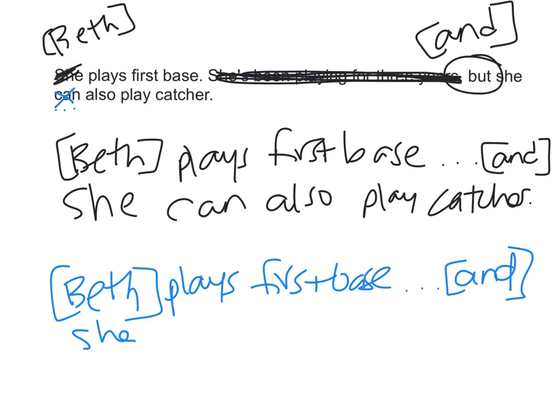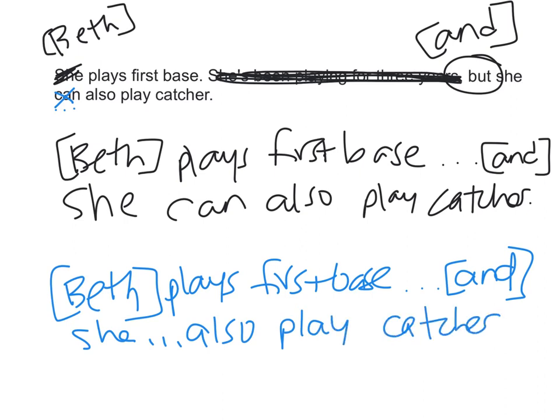and she ... also plays, but we're going to make this change here, plays. We have to add an S. So since we're adding something, the S goes in brackets, catcher. So it looks like this at the bottom. Beth plays first base, ... bracket, and she ... also play catcher. Now it doesn't make sense to say play catcher, so if we want to change this word by adding an S, it looks like that.